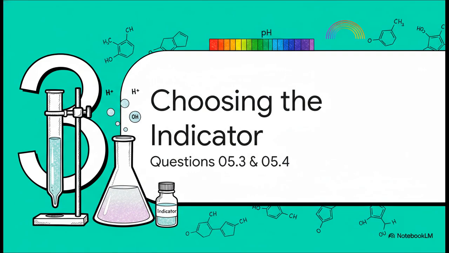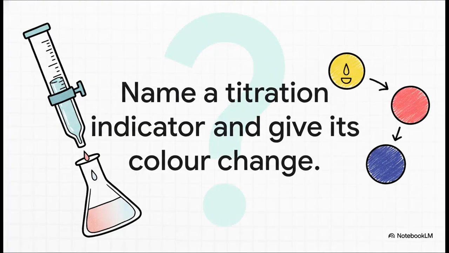Okay, let's switch gears and talk about choosing an indicator. This part is all about your practical knowledge from the lab. Do you remember the right tools for a titration and the chemistry that makes them work? Let's see. Now this is a classic 2-mark question. It's a linked pair. You get 1 mark for naming a good indicator and the second mark for getting the color change right for that specific one. You can't mix and match here. They have to go together.